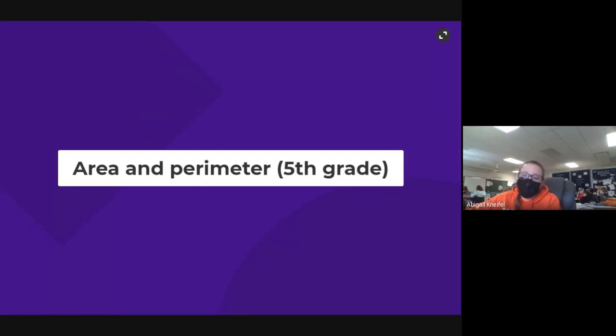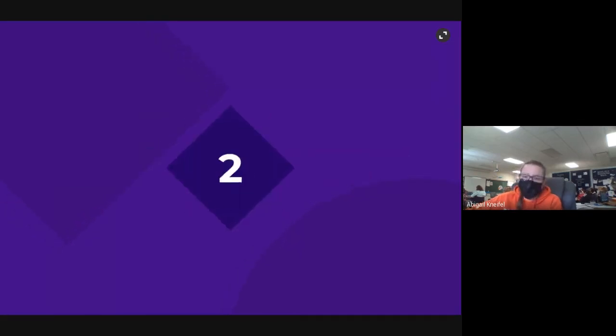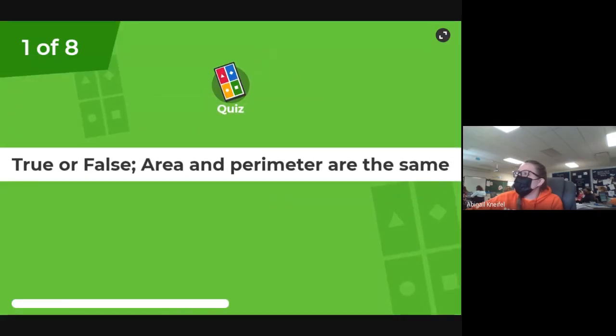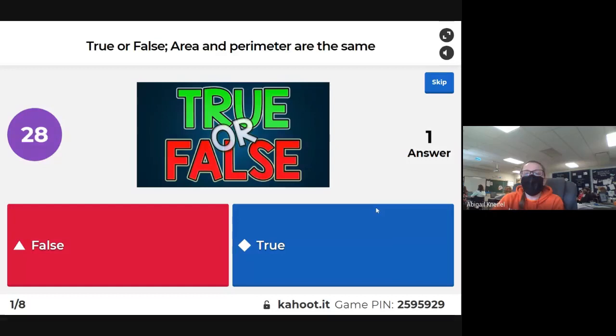Area and perimeter for 5th grade. That's you guys. True or false? Area and perimeter are the same thing.